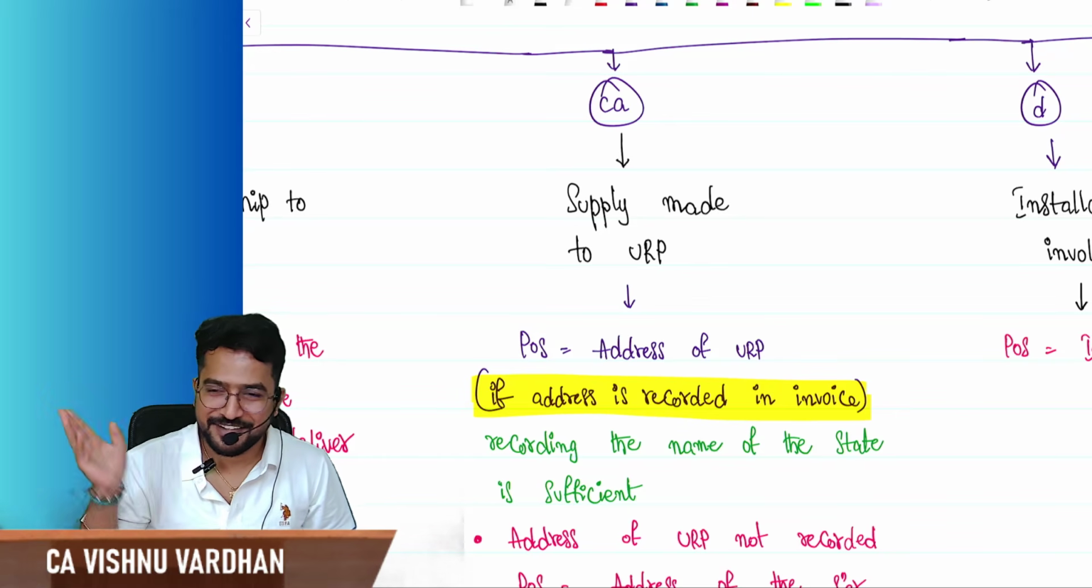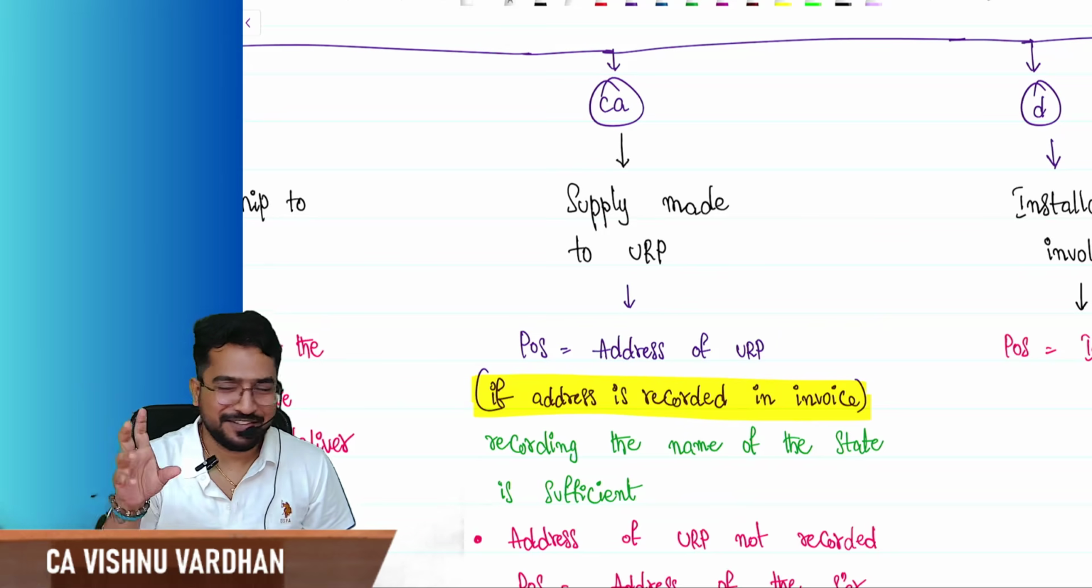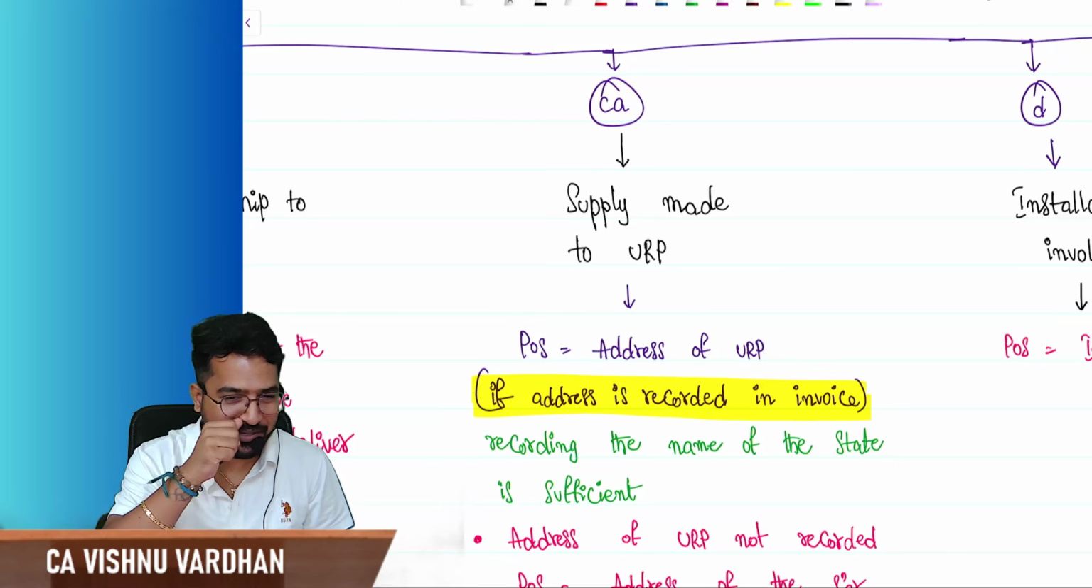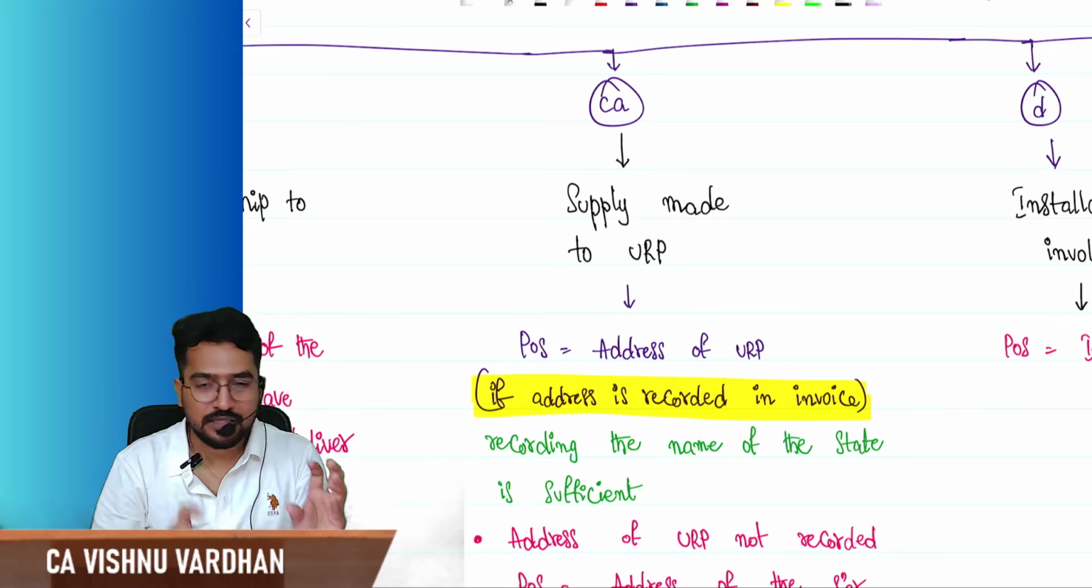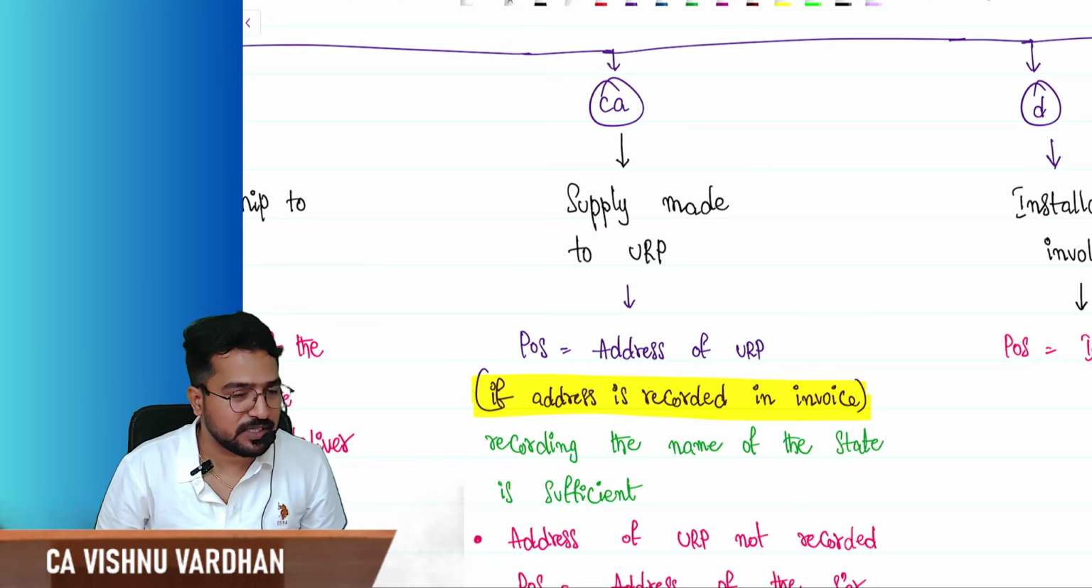Guntur, some past memories of foundation. So, Guntur, imagine. In that case, billing address is different, shipping address is different. What is the place of supply?